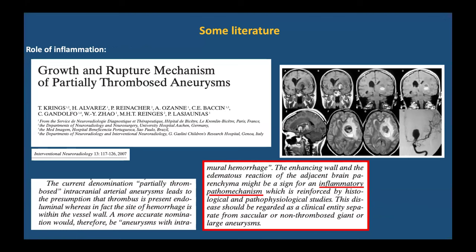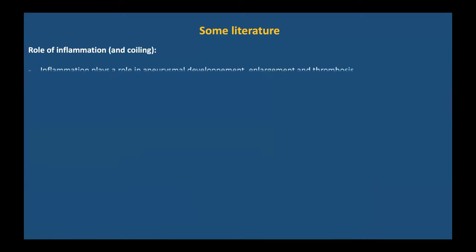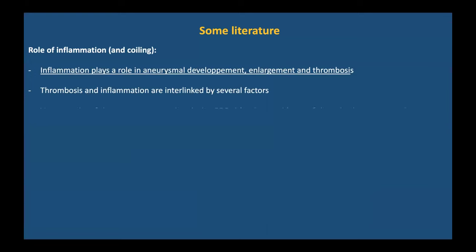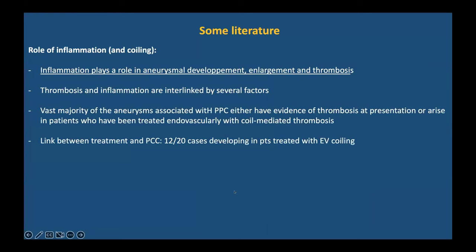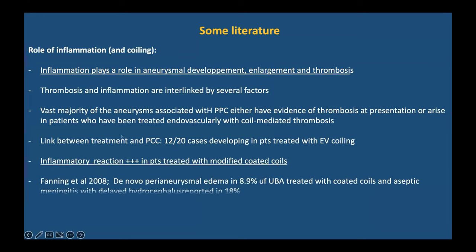and the creation of this cystic scar. That these aneurysms are a little bit different was already said by Timo Krings and Pierre Lasjaunias and the team at Bicêtre several years ago. There are all the signs of an inflammatory pathomechanism, and this disease should not be regarded as the other aneurysms, but as a different clinical entity. So there's clearly a role of inflammation and maybe of coiling, because there is almost always some thrombosis, inflammation and edema. There are a lot of cases described associated with coiling, and most of them with the modified coated coils.